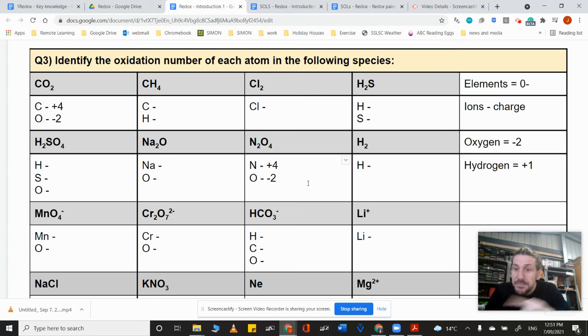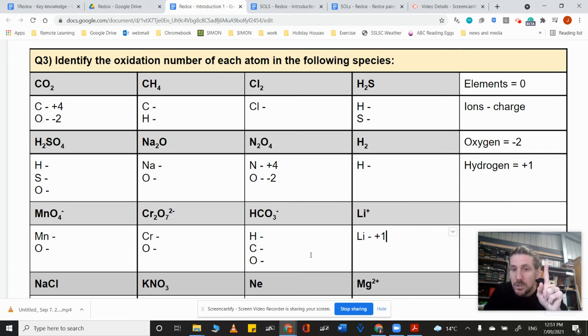If you didn't understand that, reverse it for 2 seconds, just so you can hear me explain it again. Now let's go down here to lithium. Lithium here is an ion, okay? Elements are 0, yes, but this is not an element. This has got a charge. So lithium is an ion, so therefore lithium here must be +1.